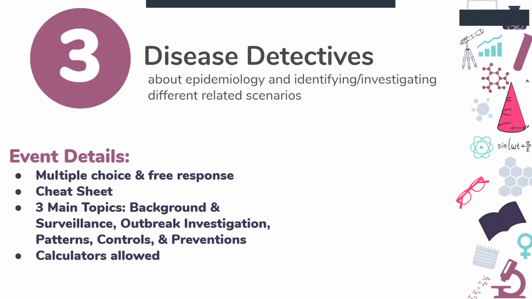Also, a lot of the questions in Disease Detectives in past years ask about the history of epidemiology and populations. Obviously you're not going to remember every single pandemic that's happened over the past centuries, so it'll be good to list that out in your cheat sheet, and also the 13 steps for observation. The three main topics covered this year and all previous years are background and surveillance, outbreak investigation, and patterns, controls, and preventions.